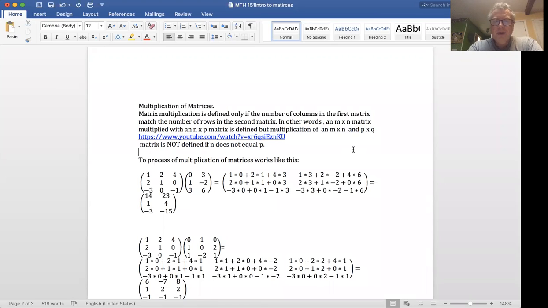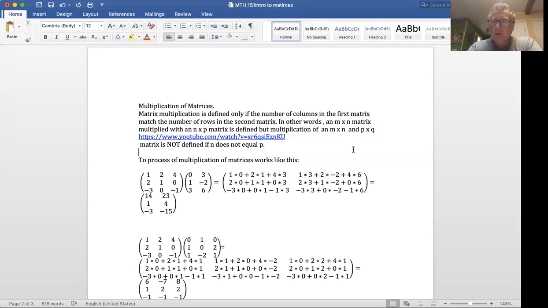Okay, so the first thing I want you to think about is matrix multiplication is only defined if the number of columns in the first matrix match the number of rows in the second matrix. Remember, we use the letters M and N or N and P or P and Q for the number of rows and columns. It's always number of rows by number of columns.